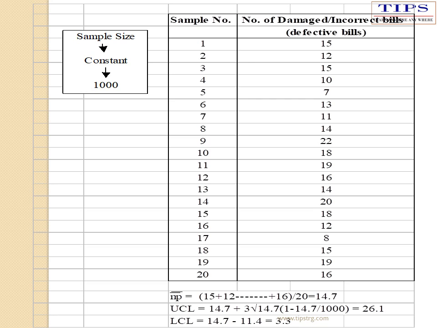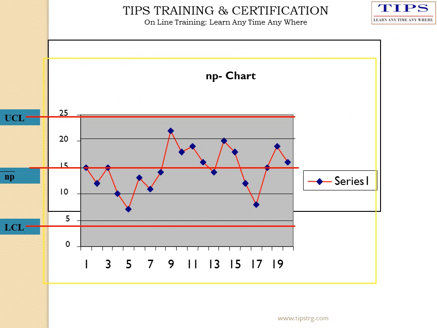Calculations of upper control limit and lower control limit give 26.1 and 3.3. Based on the calculated data, the graph is plotted. Here we can see that all the points are lying within the control limits. That means the process is under control.